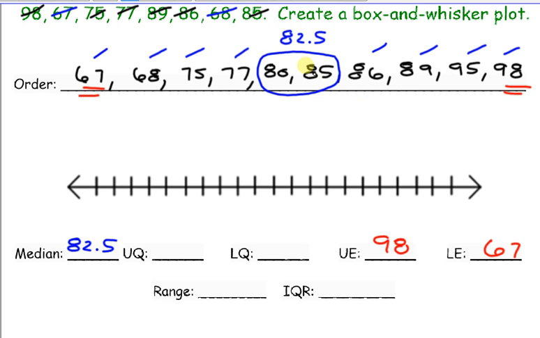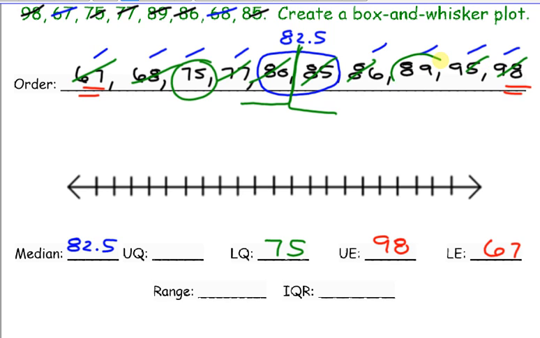And then I need to figure out my quartiles. So I'm going to split my data. So I cross off these, and I'm left with 75 for the lower quartile. And then I cross off these, and 89 for my upper quartile.